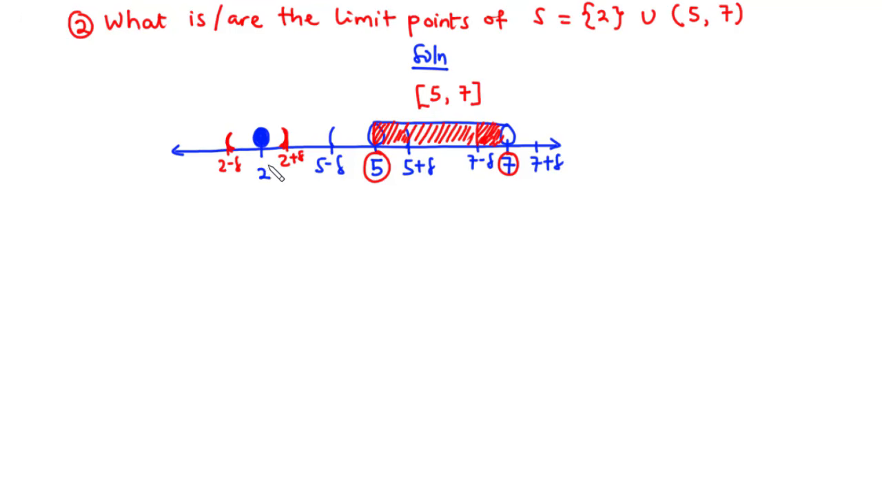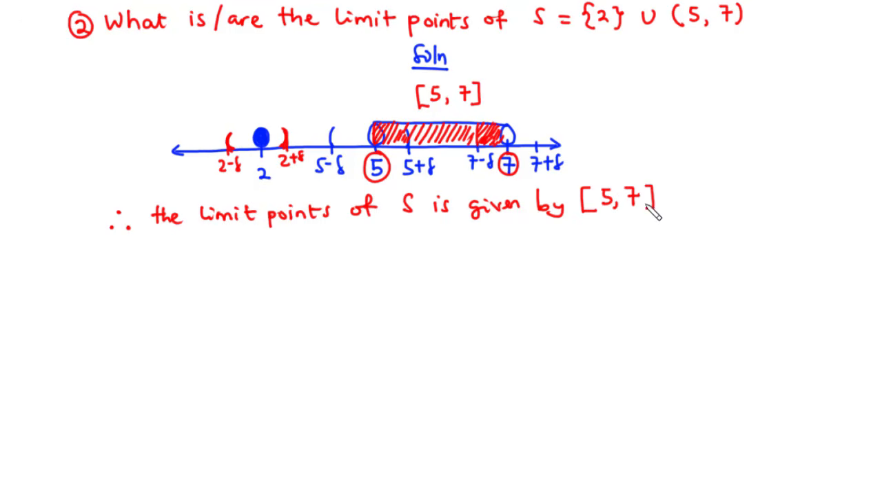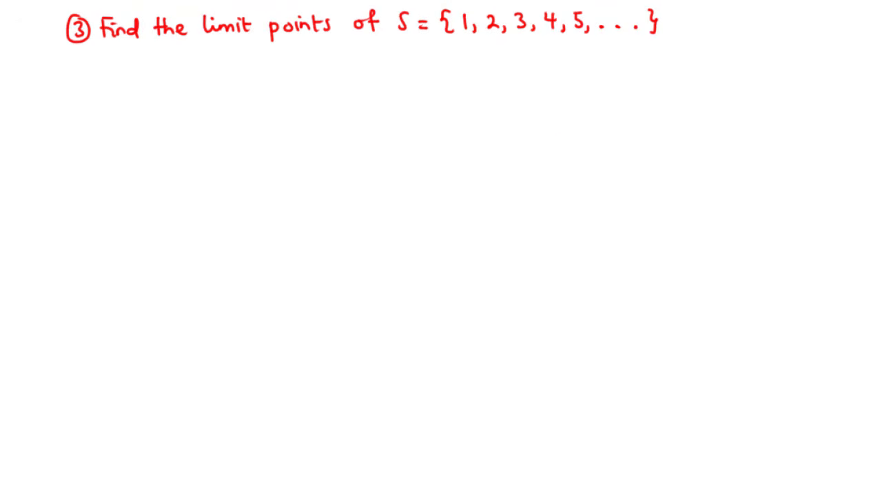Now 2 here is called an isolated point of S, and that is what we are going to treat in the next video. So the limit points of S are given by the closed interval 5, 7. Example 3. Find the limit point of S.